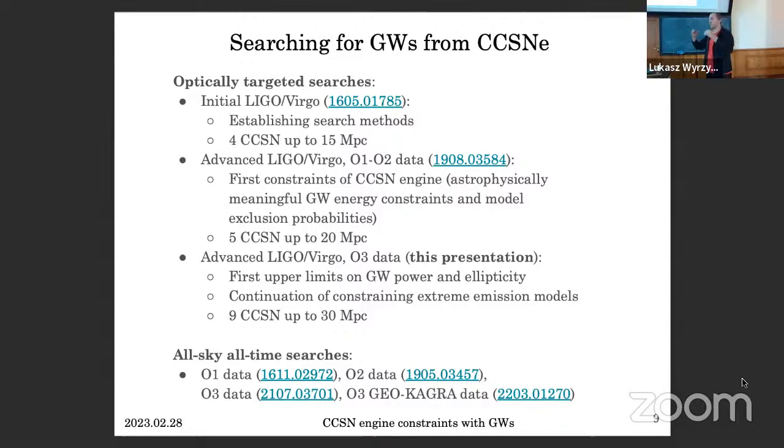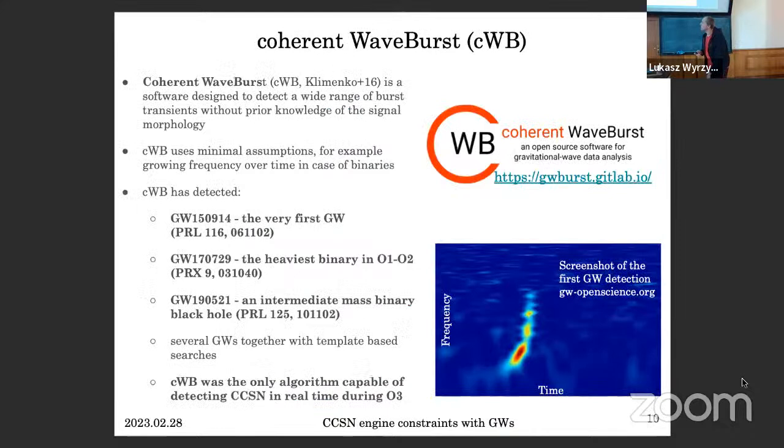In order to search for gravitational wave sources, we are using model-independent algorithms, model-independent methods. Unlike for binary black holes, where we know exactly what we are searching for, we have templates and we know what masses, what compact binary systems we are searching for, and we can use matched filtering.